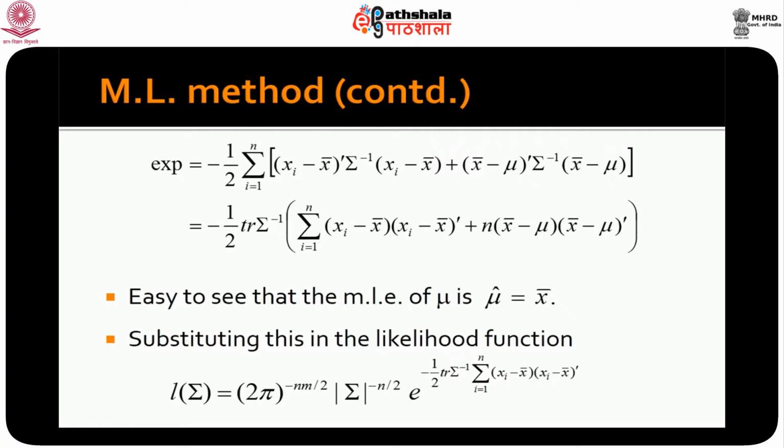And you can at once see that if we maximize this with respect to mu, then the estimator for mu would be x bar. So now let's put mu hat equal to x bar into this likelihood function, and it simplifies because the last term of the exponent becomes 0, and hence we are left with the first term of the exponent only.